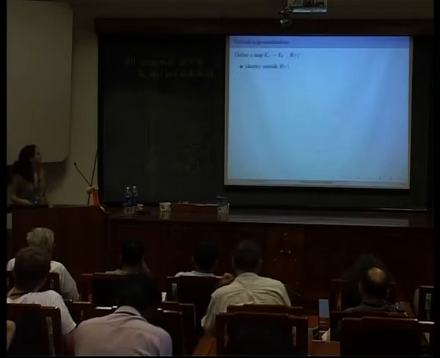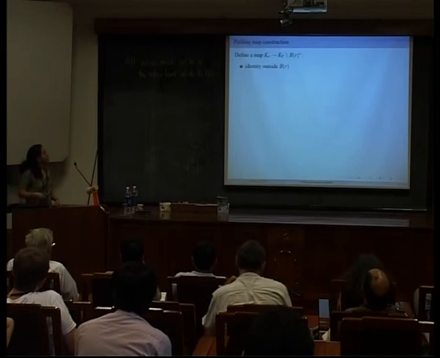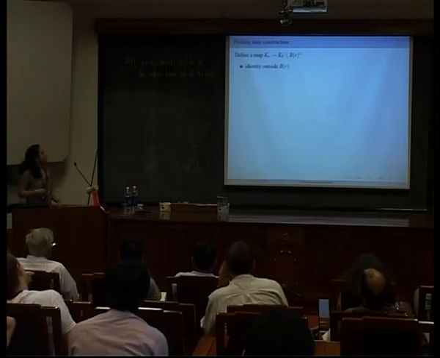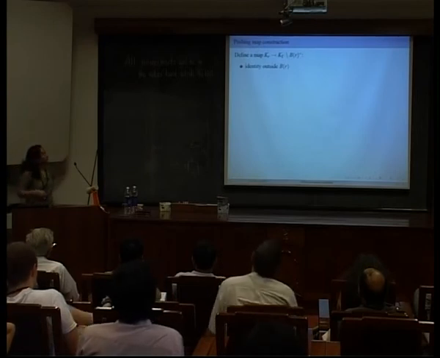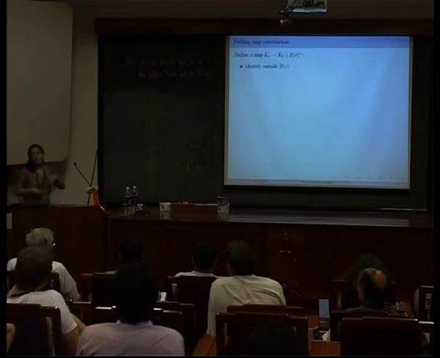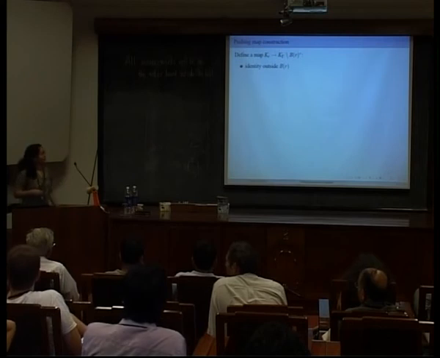Now let's define the map. The map goes from Kr to the exterior of the ball of radius r in the original space. And as I said before, it's just the identity outside the ball of radius r. We need to say what it does to the interior of the ball.